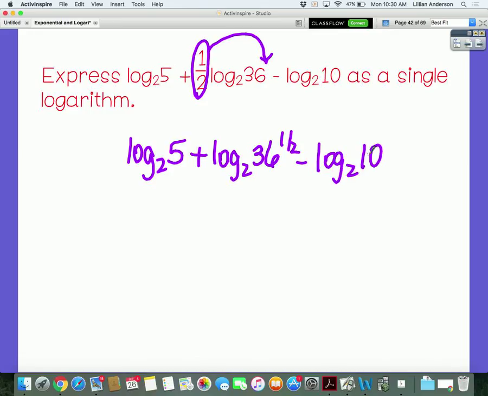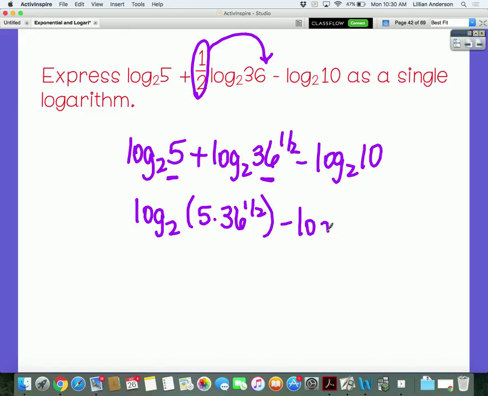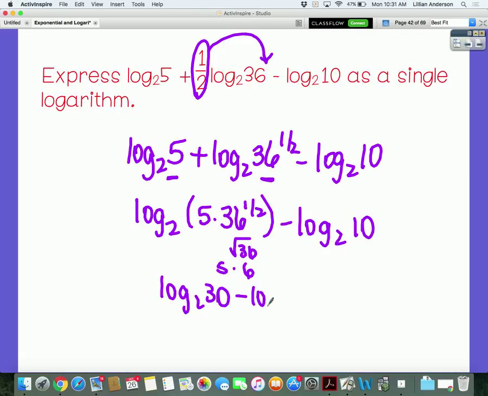And now that there's not a number in front of any of your logs, then you can apply your product and your quotient property. Whenever there's a plus, that means you multiply these two numbers, okay, x and y. So we'll have a log base 2 of 5 times 36 to the 1/2 minus log base 2 of 10. All right? Now 36 to the 1/2, that's the same thing as saying the square root of 36, which is nothing but 6. So 5 times 6 is 30. So we basically have a log base 2 of 30 minus log base 2 of 10.